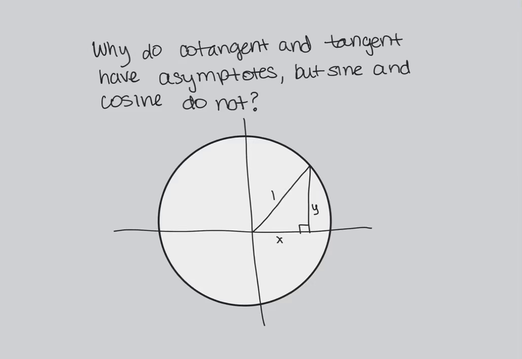We're going to take a look at some conceptual questions surrounding all of these trig graphs and inverse trig properties. So the first one that I'm going to talk about is, why do we have an asymptote for cotangent and tangent, but we don't have an asymptote for cosine and sine? To do this, let's take a look at the unit circle.